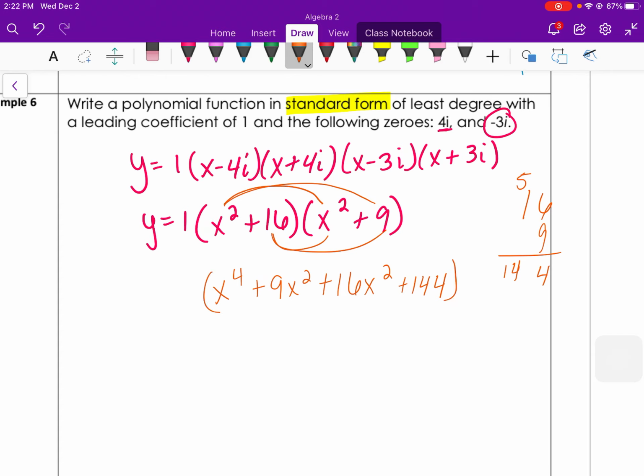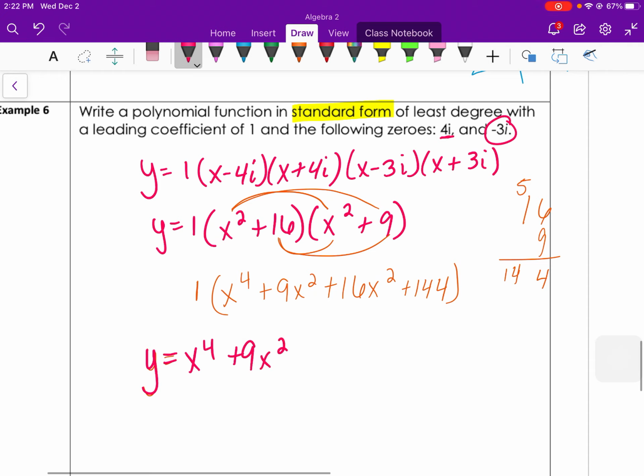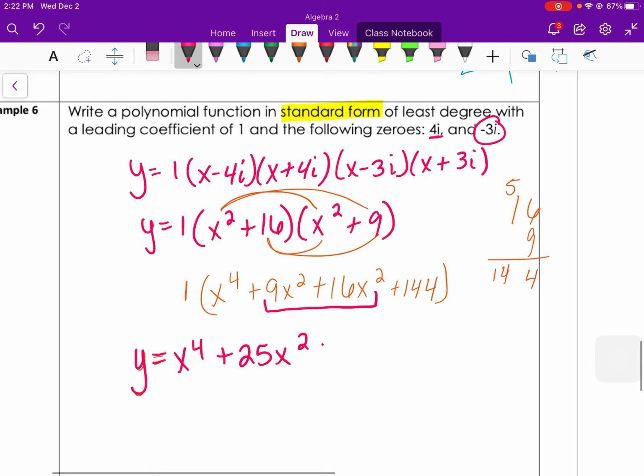And then leading coefficient of 1, but everything times 1 would just be the same, it wouldn't change it. 1 times that, so x to the 4th plus 9x squared plus 16x squared, oops. I can combine like terms here. 9 plus 16 is 25x squared plus 144.